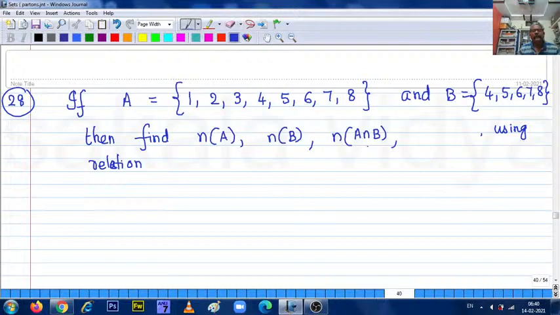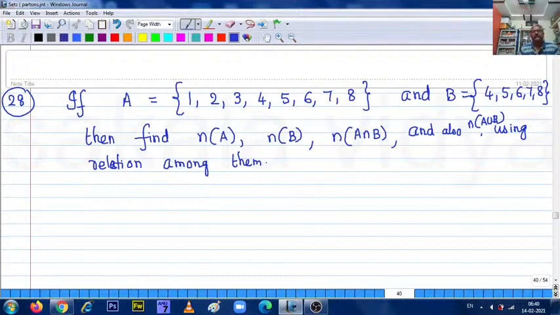Find n of A, n of B, n of A intersection B, and also n of A union B using the relation among them. This is the question. Question ought to be like this. Right. So how to proceed here?